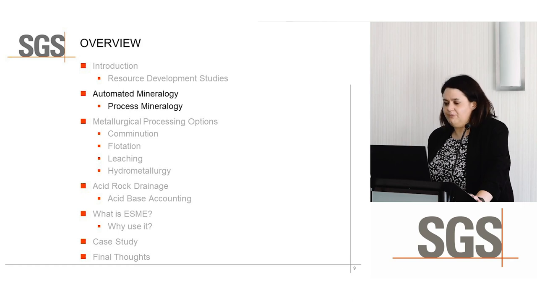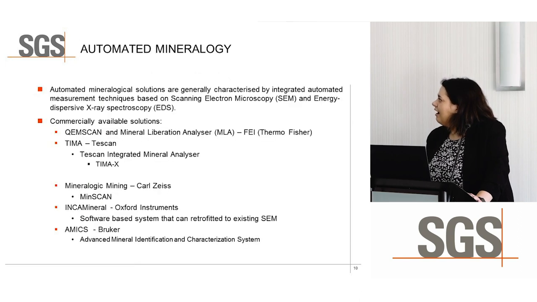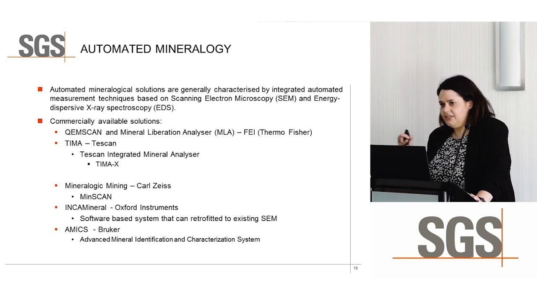So there are different parts of ESME. There is the mineralogy part, so I'm going to talk a little bit about process mineralogy today. I'm a mineralogist at heart, so I have to add it. And then I'm going to talk a little bit about the metallurgical processing options, and then acid rock drainage. And these are the three main components of ESME.